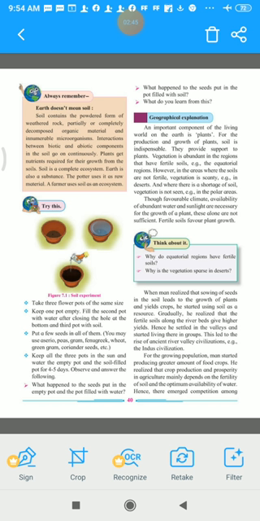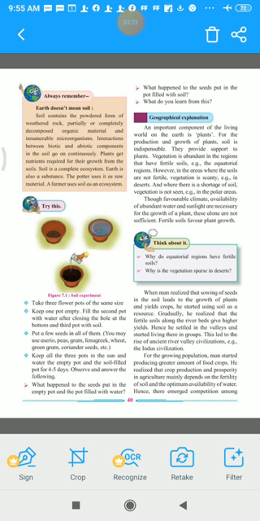So there is an activity you can try at home. Take 3 flower pots of the same size. You can see the 3 flower pots in the picture also, 7.1. Keep one pot empty. Fill the second pot with water after closing the hole at the bottom, and the third pot with soil. Can you see in the picture? One is empty, one is with water, and one is with soil.